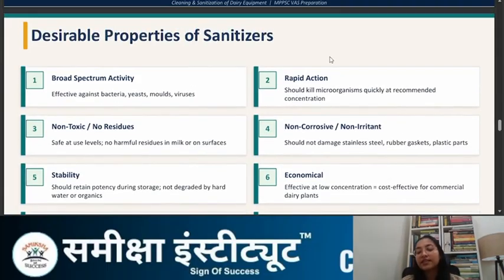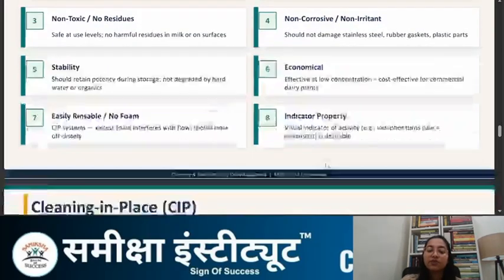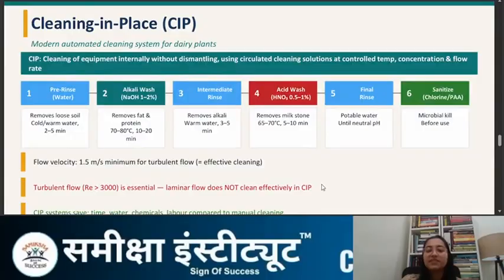So firstly we studied the definitions, then we studied cleanliness, and then its importance. We studied the detergents, their qualities, types, and then we studied the sanitizers, their desirable properties, and the different types and classification of sanitizers. Now we are proceeding further towards cleaning in place. This is very important from the exam point of view, and usually questions are asked from this portion.